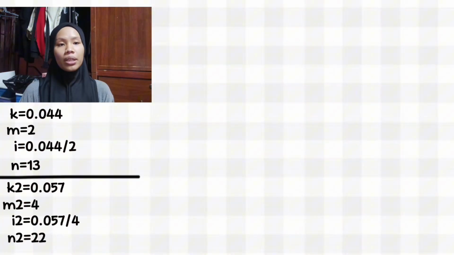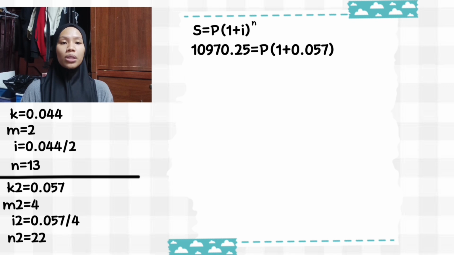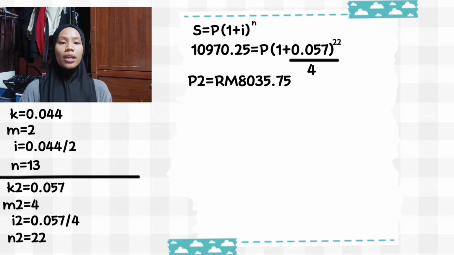In order to get P, we will be using the formula S equals P(1 + i) to the power of N. The calculation will be 10,970.25 equals P(1 + 0.057 over 4) to the power of 22, which gives RM 8,035 and 75 cents. Now, we will find the initial deposit. So, we will use the P that we get as the accumulated amount after 6.5 years.